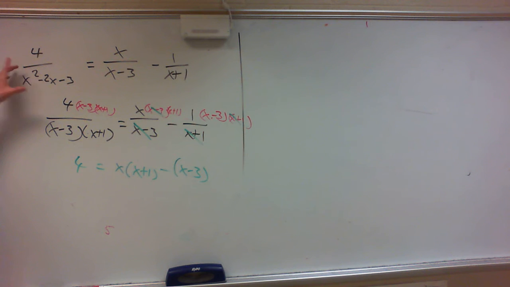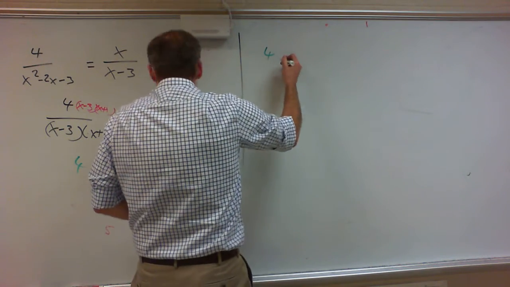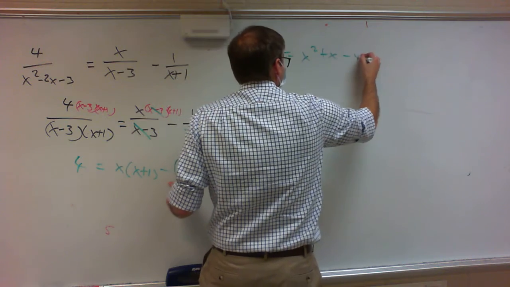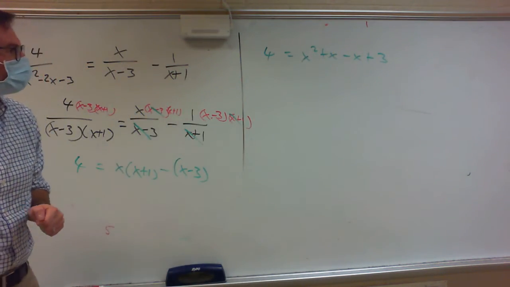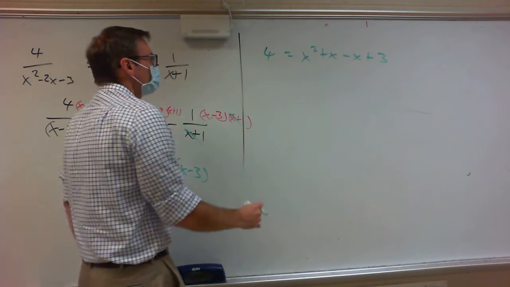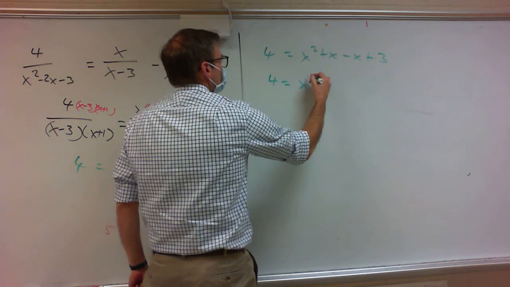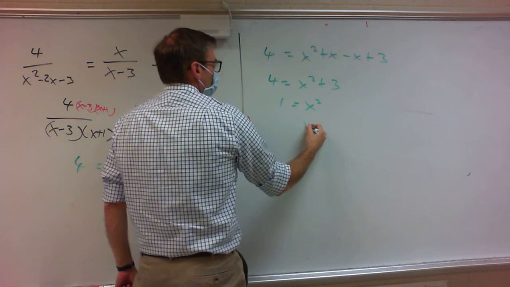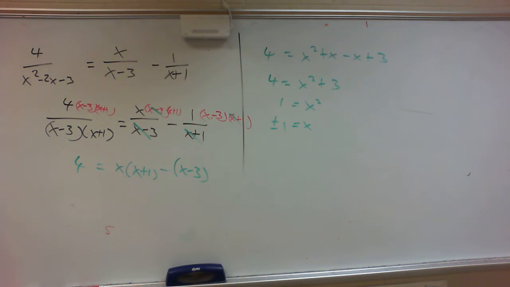All right, so what we're doing is we're trying to make this look nice. Now it's not so bad to solve. Let's see, I get 4 equals, what's that, x squared plus x minus x plus 3, right? Got to remember to distribute the minus sign. And, well, that's interesting. So 4 is equal to x squared plus 3, x squared is equal to 1, and x is equal to plus or minus 1. Everybody okay with that?